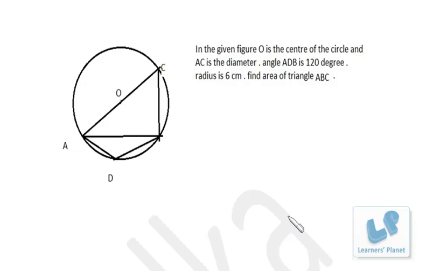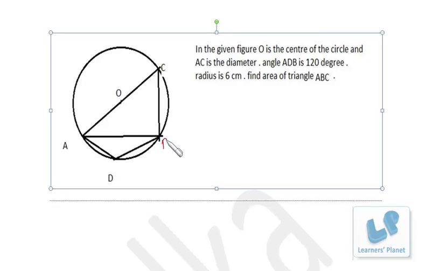First of all, let's see this problem. Here, in the given figure, O is the center of the circle and AC is the diameter. Angle ADB is 120 degree, radius is 6 centimeter. Find the area of triangle ABC. So this is actually point B.